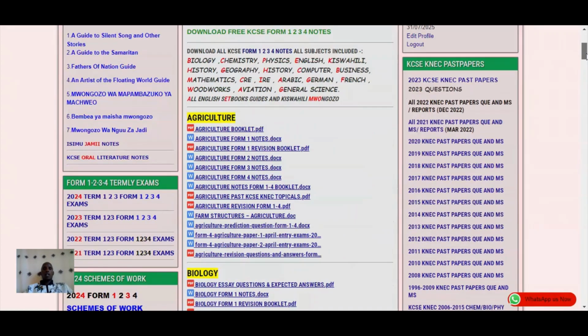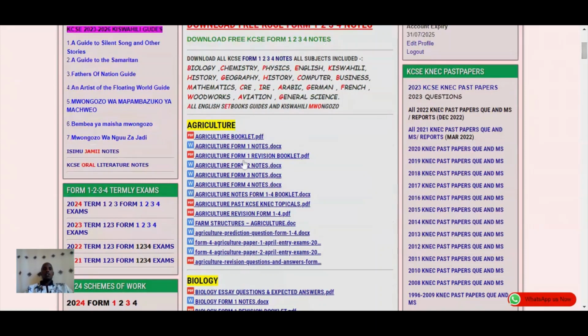and the user can be able to access all the resources and all the products in that page. For example, let's try accessing agriculture Form 1 notes. So the user clicks there, and then you also now the user can be able to download them and be able to access them offline.